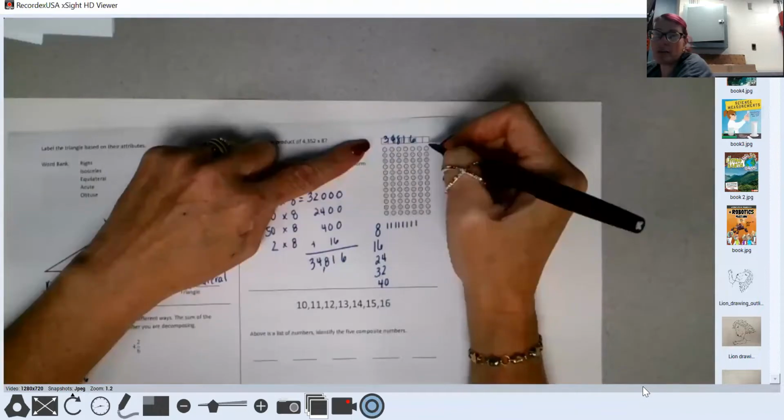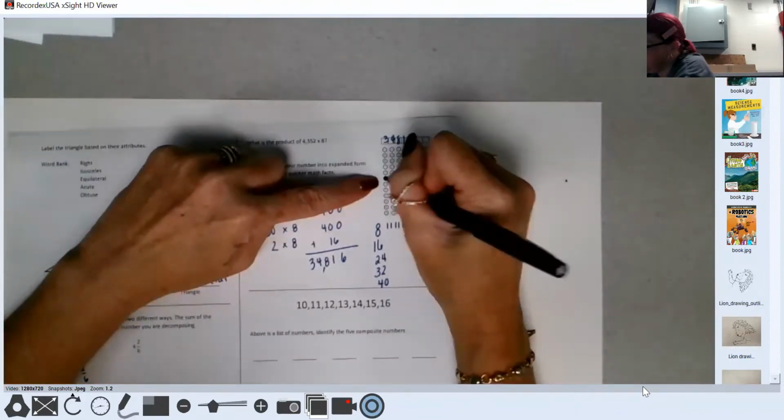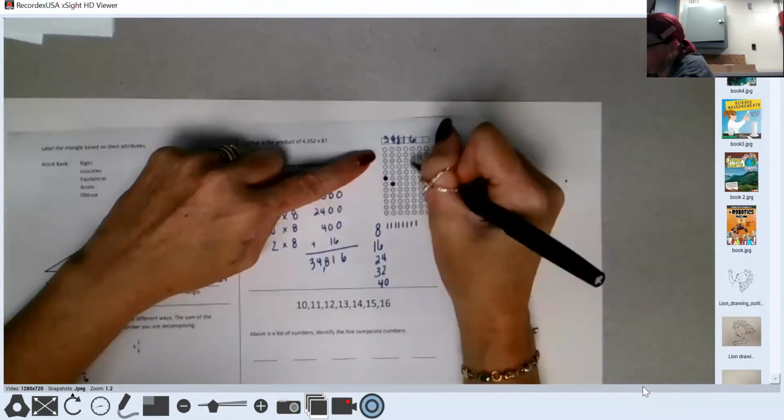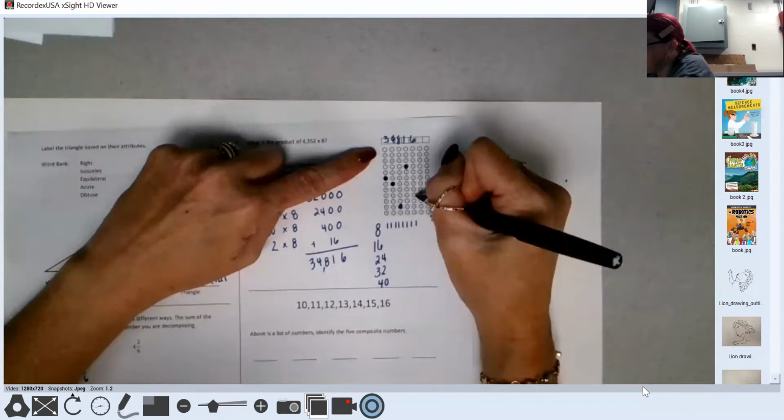So there's no comma in here. I just plot my numbers: 3, 4, 8, 1, and 6.